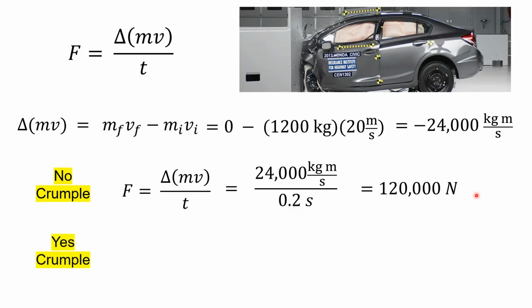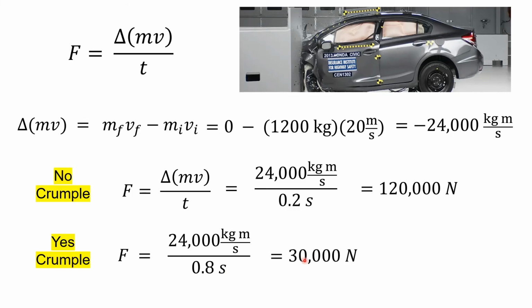Okay, now let's consider with a crumple zone. The change in momentum is going to be the same. I mentioned that earlier. If it has the same speed and the same mass, then it has the same change in momentum. What the crumple zone does is it increases the time over which you slowed down. So in this case, I assumed it was 4 times longer. Notice that 0.8 seconds is still really fast. I mean, this collision is going to happen quick. What that gives us now is 30,000, which is significantly less than 120,000. In fact, it's exactly 1/4 of 120,000.